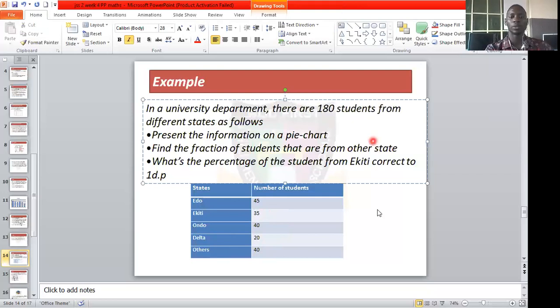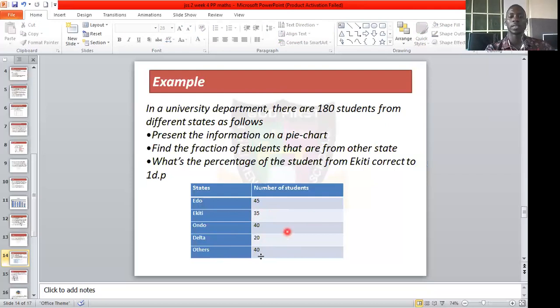So in Edo we have 45, Ekiti we have 35, Ondo we have 40, Delta we have 20, and others we have 40. So present the information in a pie chart. So how are we to represent this in a pie chart? You should know that the total degrees in a circle, we are talking about a circle, is 360 degrees.